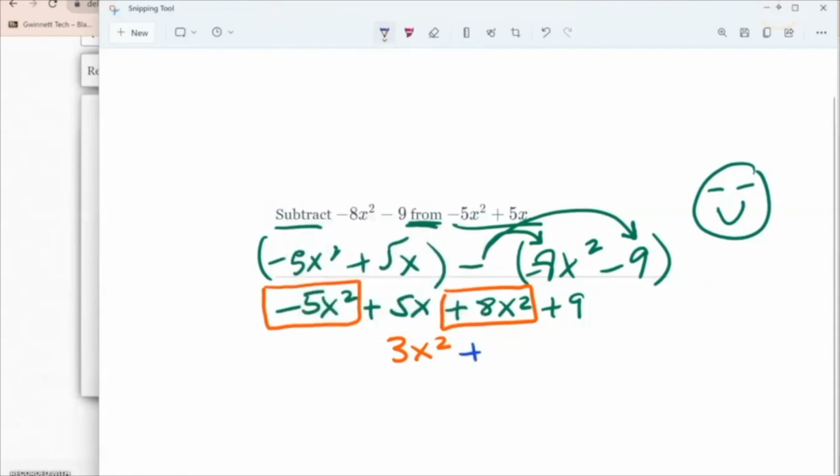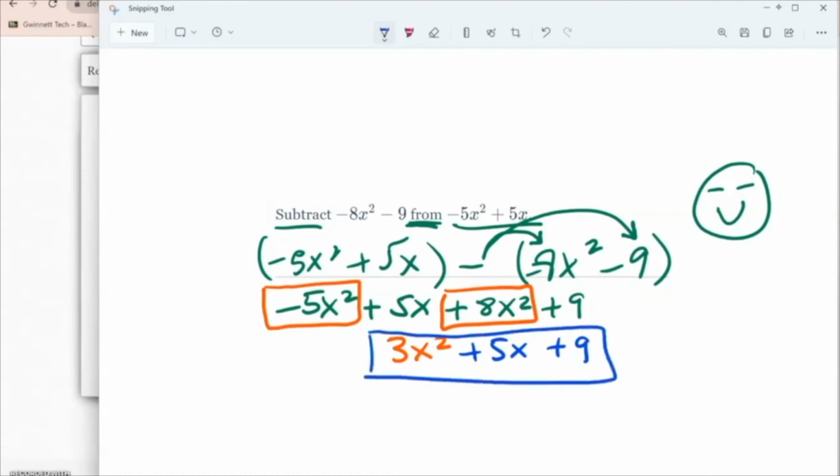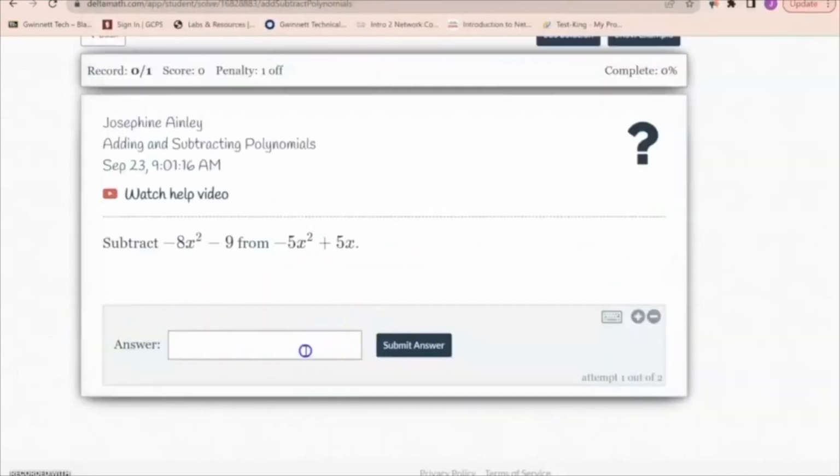So I've got a positive 5x here and a plus 9. Okay. Is there anything that looks the same? No, because x squared is by itself, 5x is by itself, and 9 is by itself. So nothing looks the same. There's nothing left to combine. This is my final answer. So I'm just going to go ahead and put that into my answer. So 3x squared plus 5x.